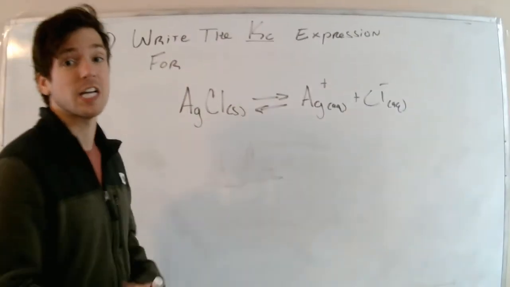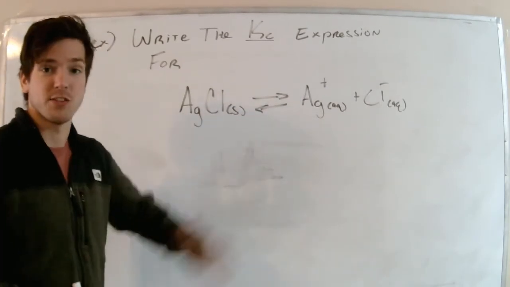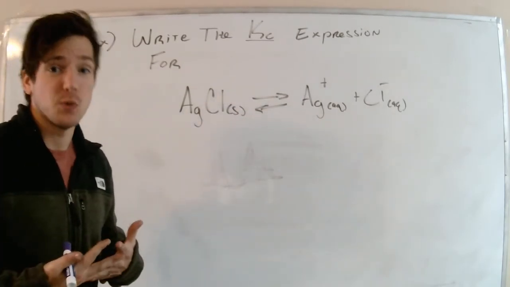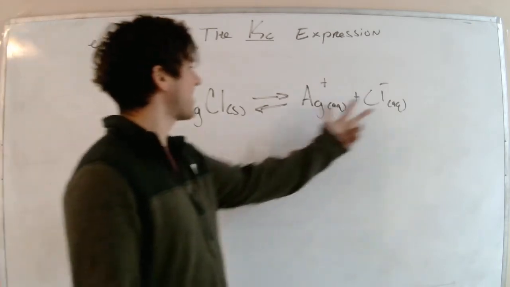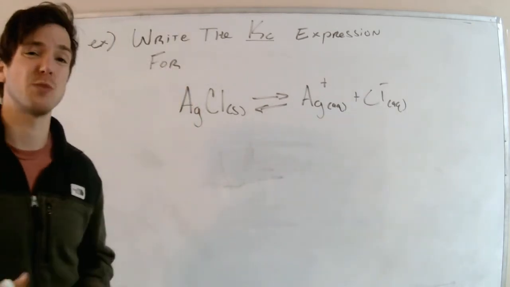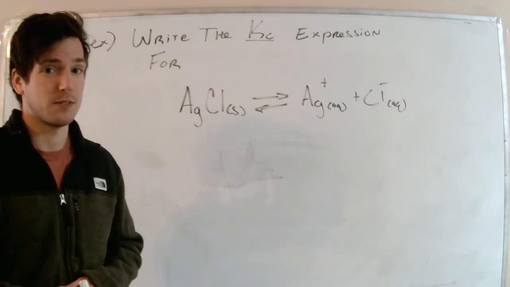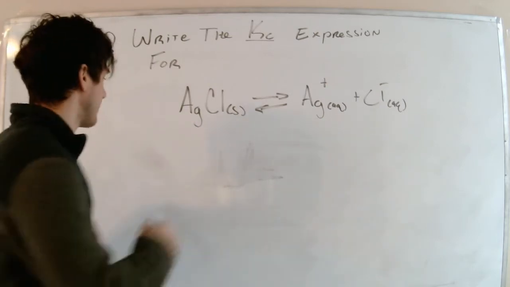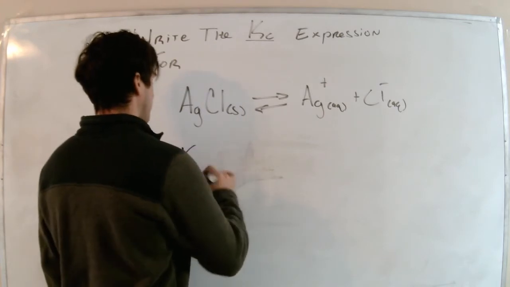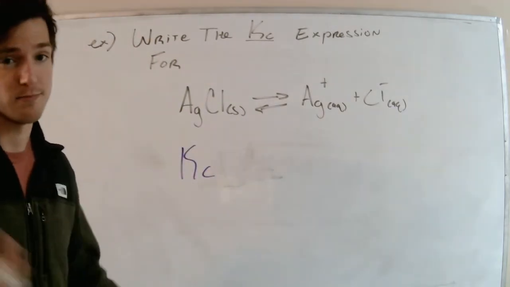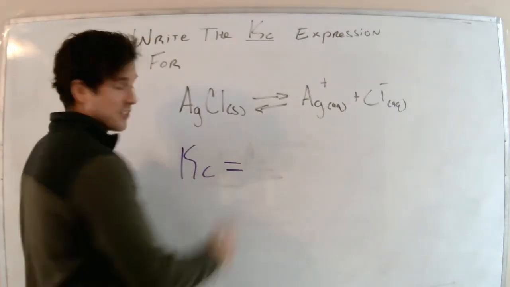So last one here, I just want the Kc expression for this reaction. Here I can't really do a Kp expression because these guys aren't in gaseous form, right? Pressure is just based off of gas. So here I can't use these ones. So let's just go ahead and write this. Again, I could ask for the equilibrium expression or the Kc expression. Either one. They're the same thing.